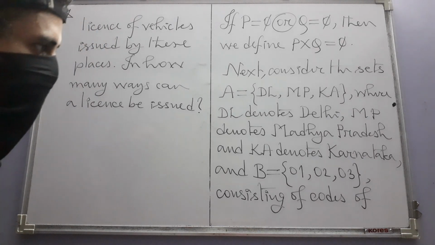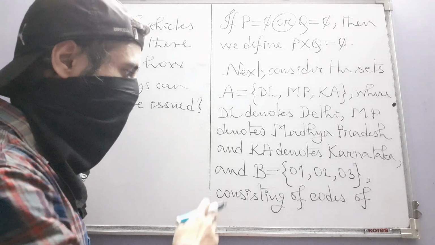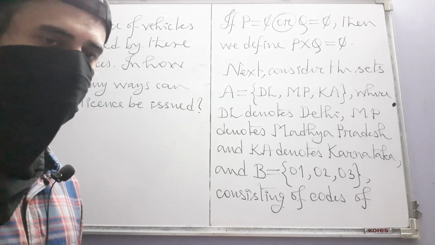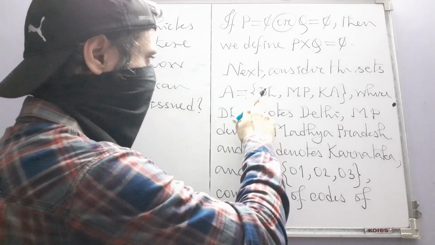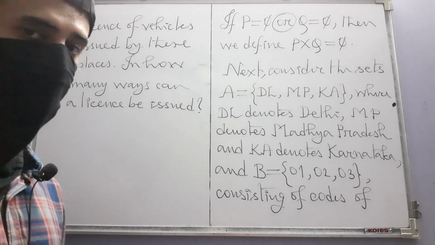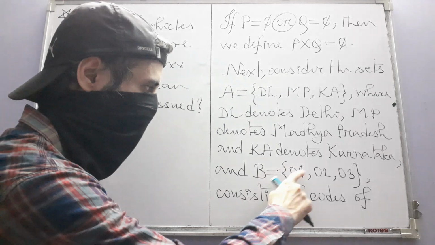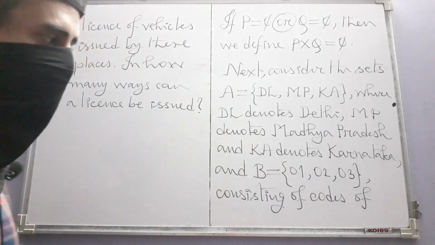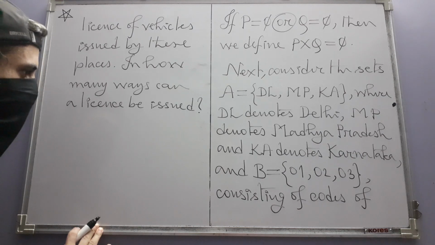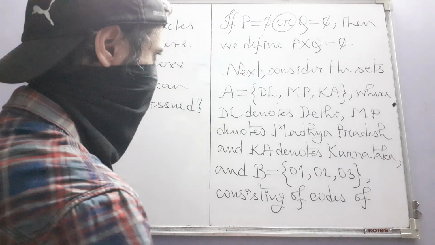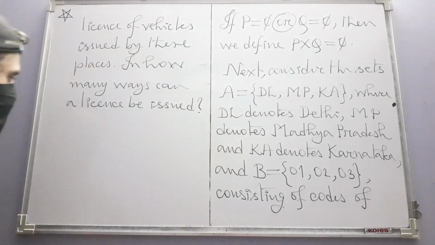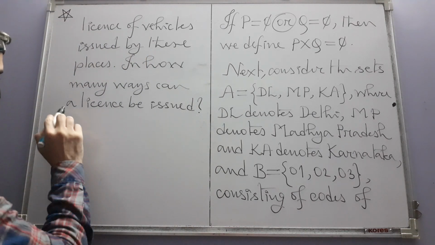So again, if you think of ordered pairs and say we agree that in a license plate of some vehicle, the place names, their codes like this are going to appear first, followed by these numbers, which are also codes. Keeping that in mind, we can think of ordered pairs where the first elements are coming from A and the second elements are coming from B. Then these are all the possibilities, of course.